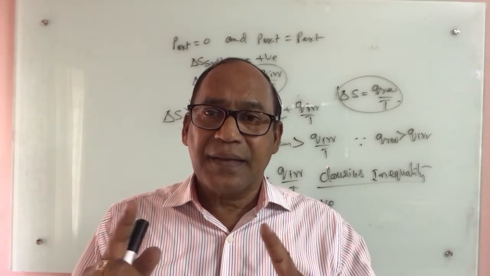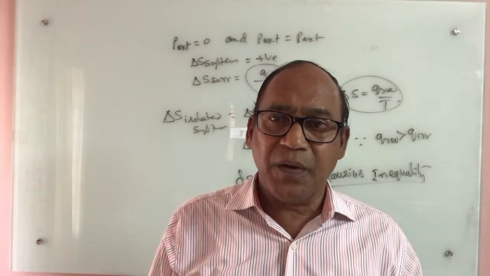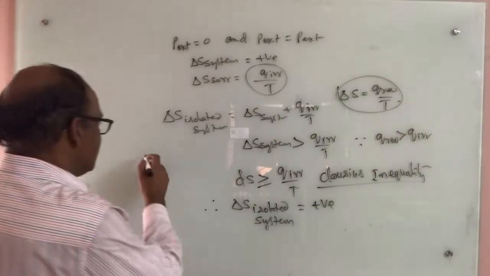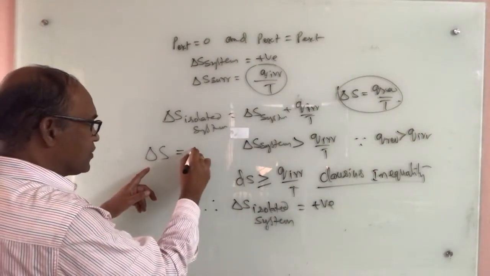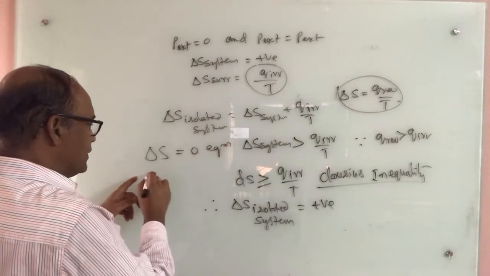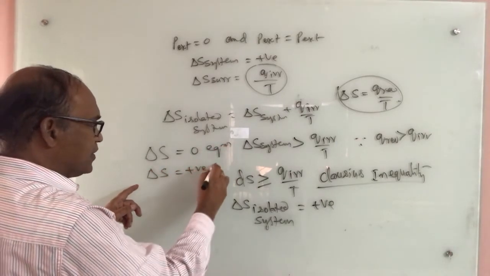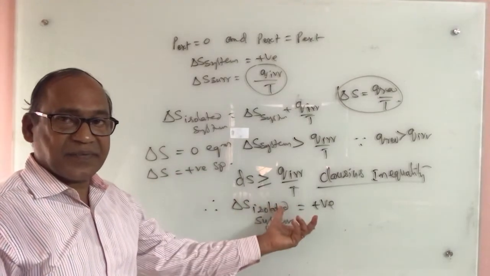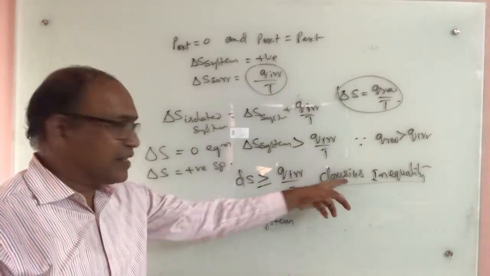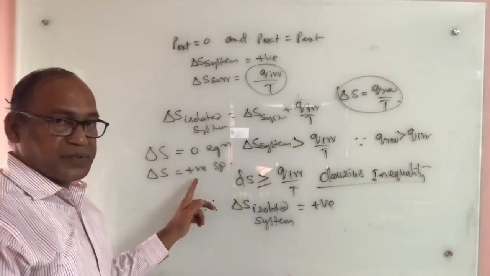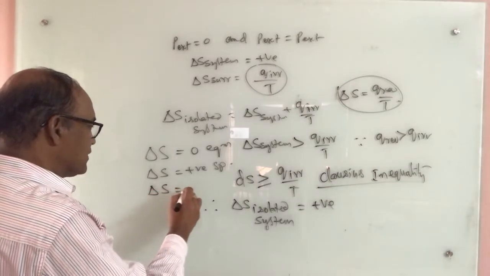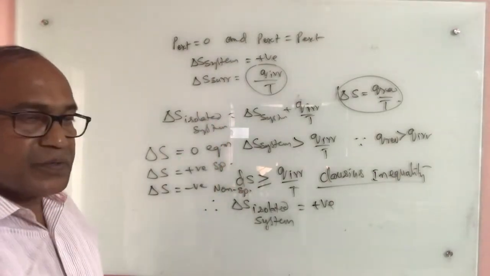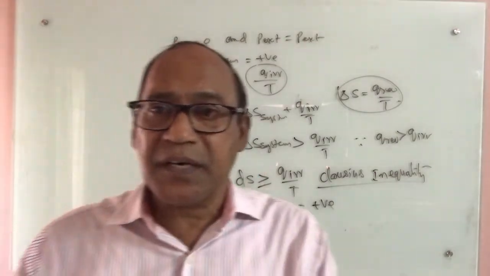Then the criterion for entropy, we have to consider system and surroundings. Delta S of system and surroundings being zero, that is the equilibrium. Delta S positive, that is spontaneous. Both system and surroundings we have considered; from the Clausius inequality, we came to know this. And delta S negative is non-spontaneous. So that is the criterion for spontaneity from the thermodynamic point of view.